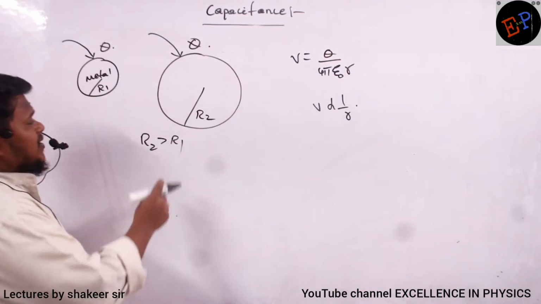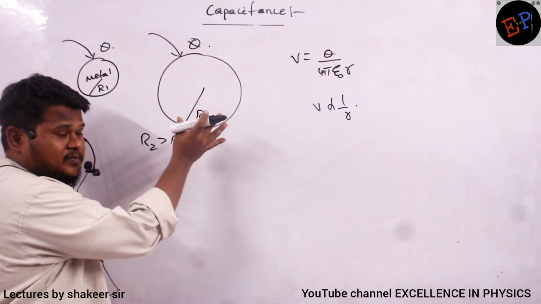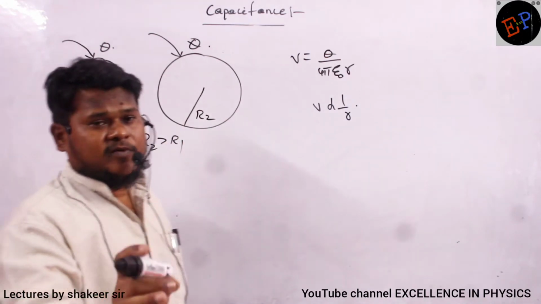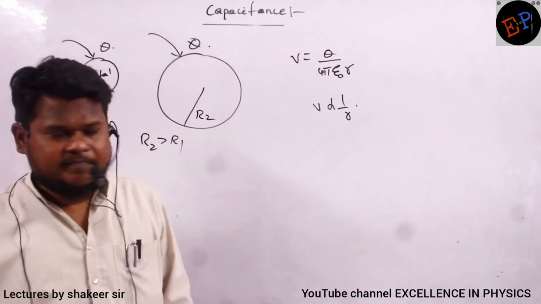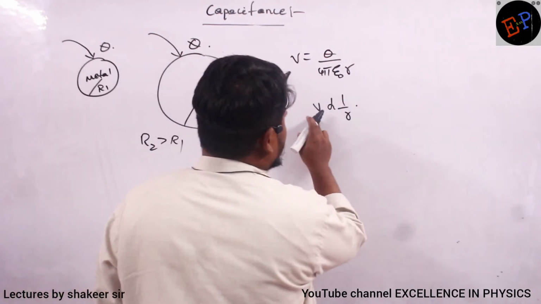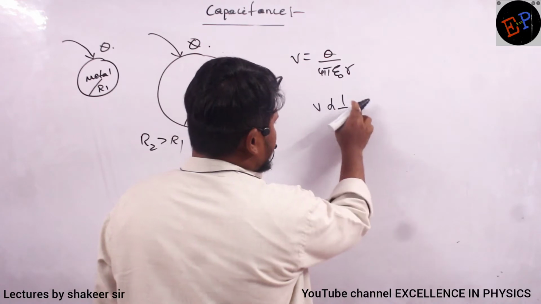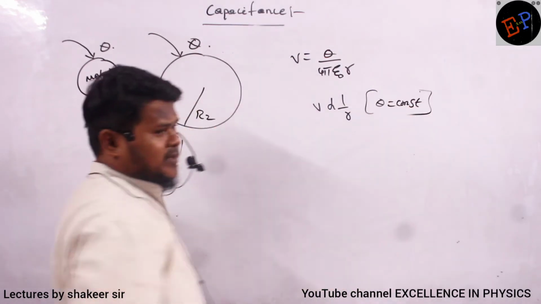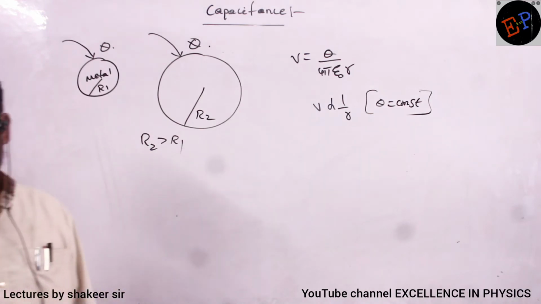It means that if the radius is very large, then for the same amount of charge, the potential developed will be very less. That's all. Here, what is constant? If V and R are inversely proportional, it means Q should be constant. Q should be constant. Then only I can take the proportionality results.